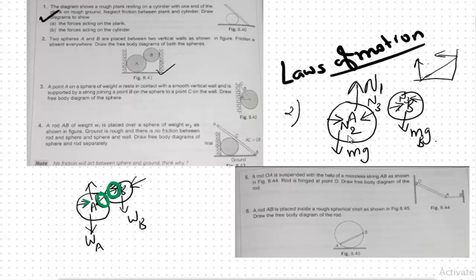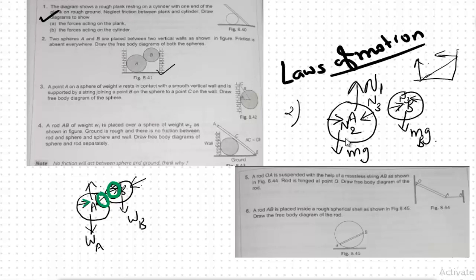Next we are moving to the third question. A point A on a sphere of weight W rests in contact with a smooth vertical wall and is supported by a string joining a point B on the sphere. So B is supported by a string, here it is on the wall, and sphere A is in contact with a smooth vertical wall. It is in contact with the vertical wall only. Draw the free body diagram of the sphere.